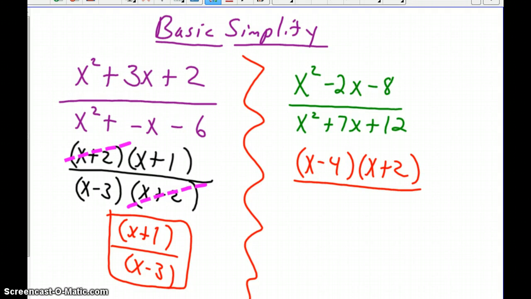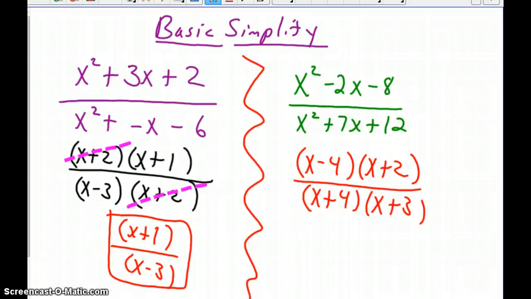Okay, now look at the one on the bottom. Can you factor the one on the bottom? Okay, what is that? x plus 4 and x plus 3. Very good. That's right. Okay, now take a look at this. Is there anything that's exactly the same?